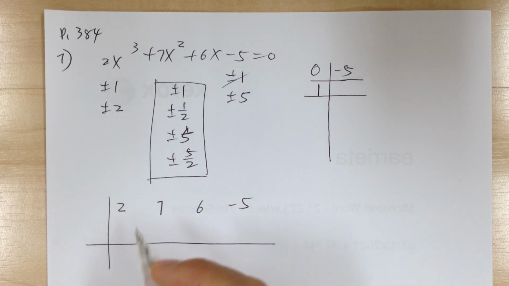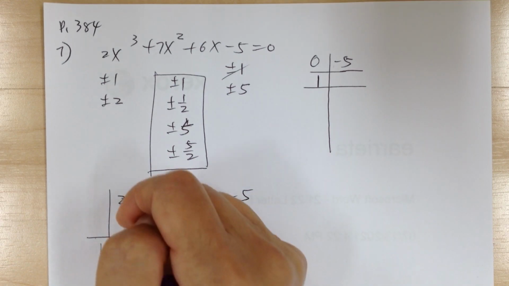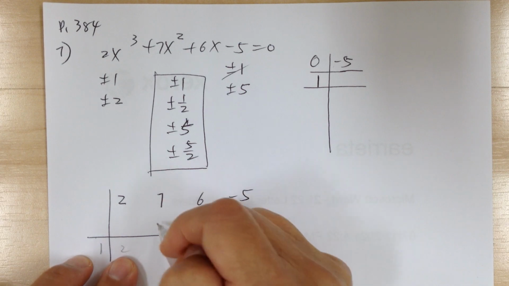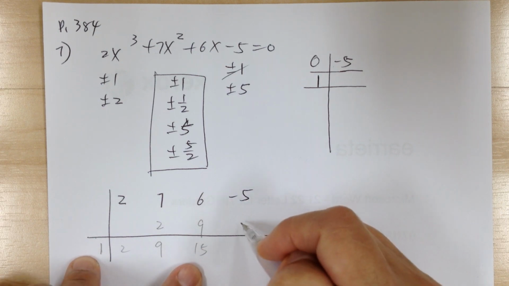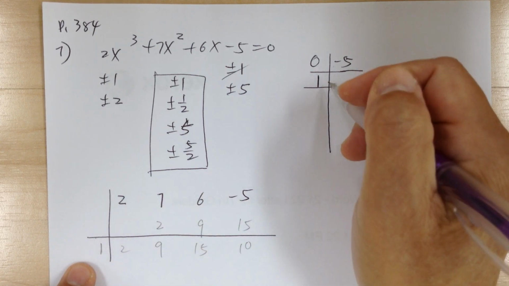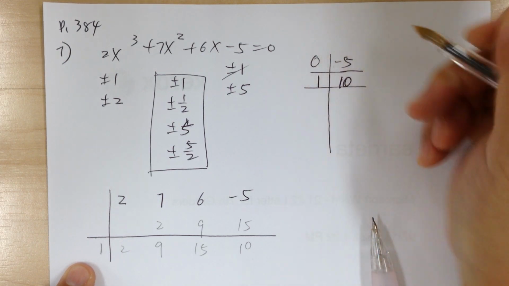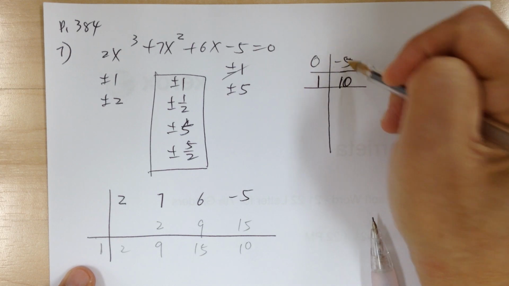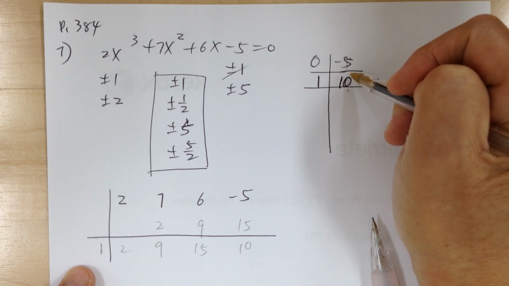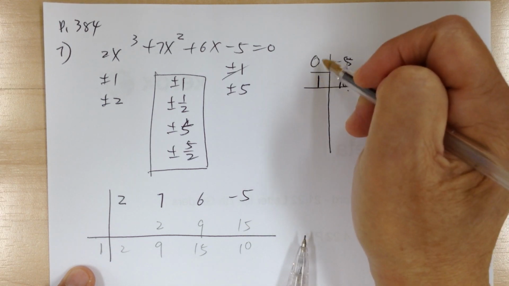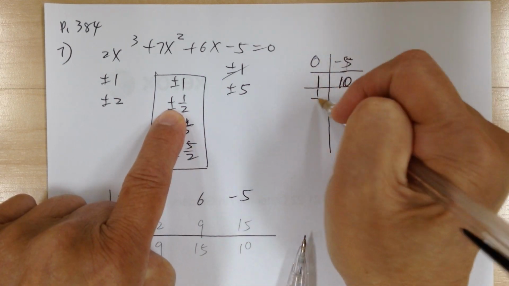Okay, switch over to the pencil. I'm going to try 1. Drop the number, multiply, add, multiply, add, multiply, add. When I try 1, I get 10. So you got negative 5 and 10, and you're looking for 0. Notice the 0 is between these two numbers, which means the answer you're looking for is between them. What number on the list is between 0 and 1? Well, it's 1/2, so that's what you want to try.